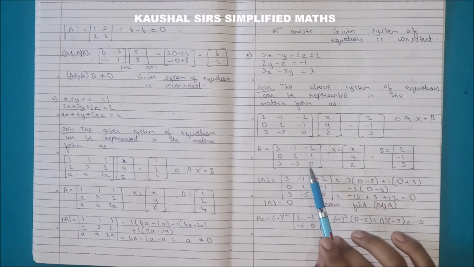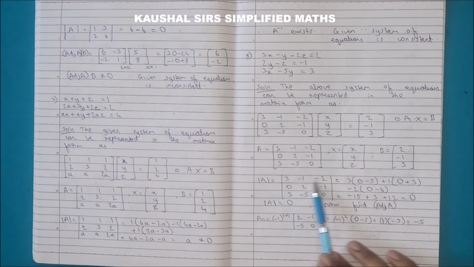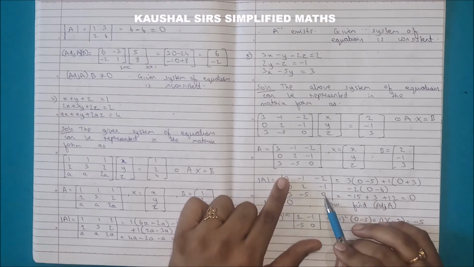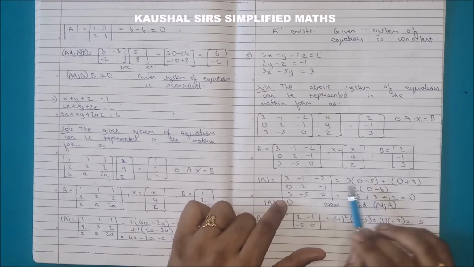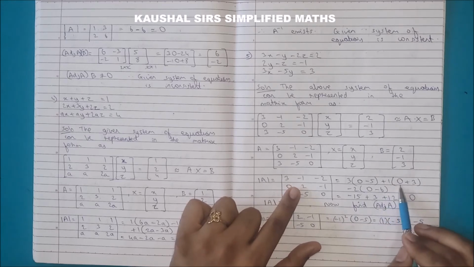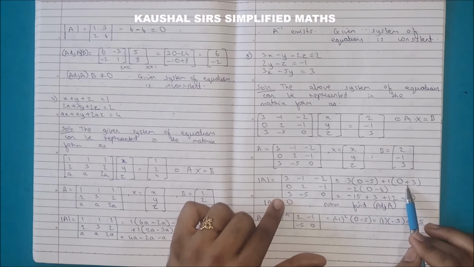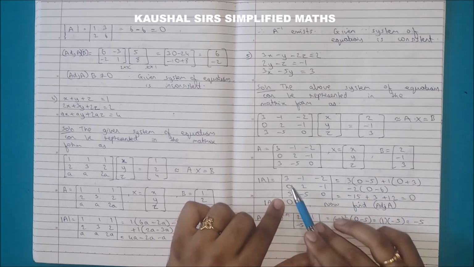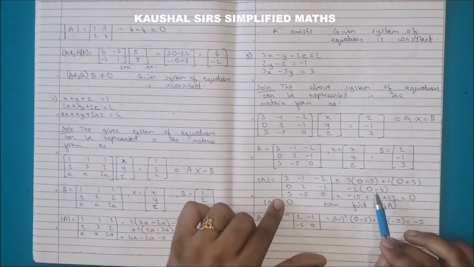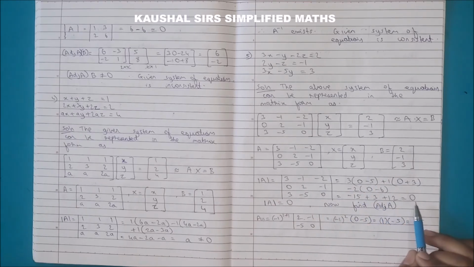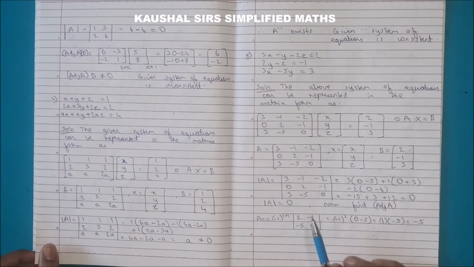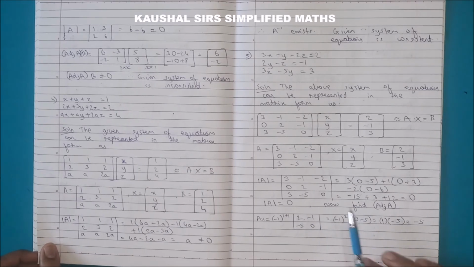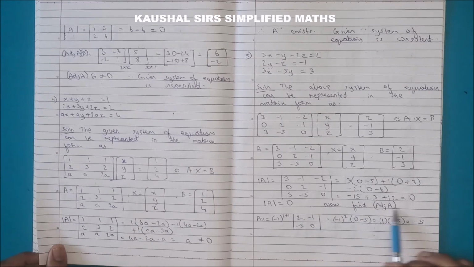Now we got the matrix A. Let's take the determinant expanding along the first row. So we get 3 into 0 minus 5. Then change the sign of this element to plus 1 into 0 plus 3, and then minus 2 into 0 minus 6. So if you solve this, you are going to get your answer as 0. Since you got the determinant of A as 0, there is now a need to find adjoint of A into B. So first we will find adjoint of A.